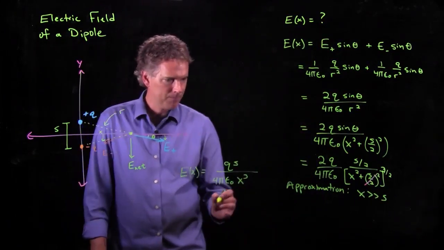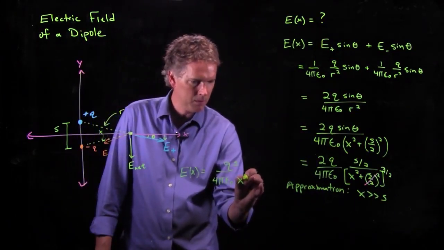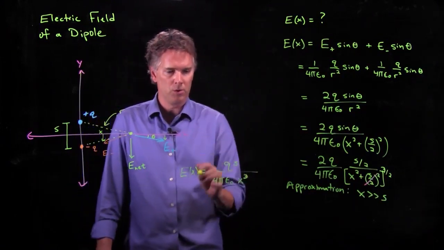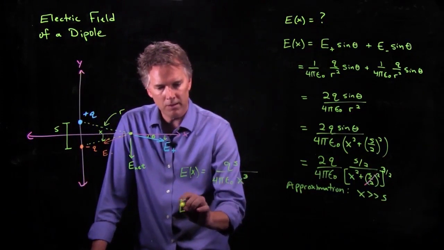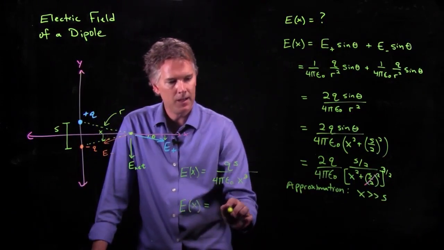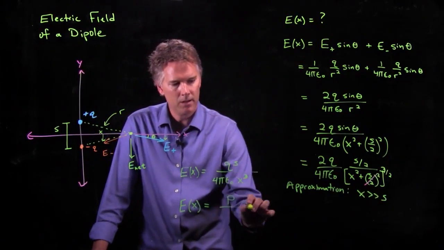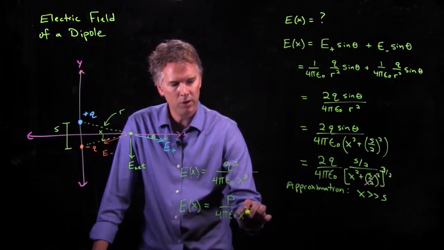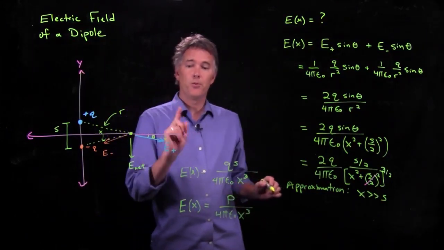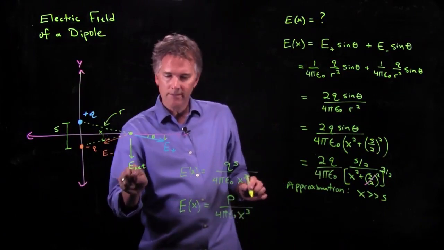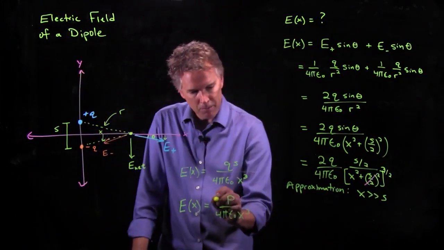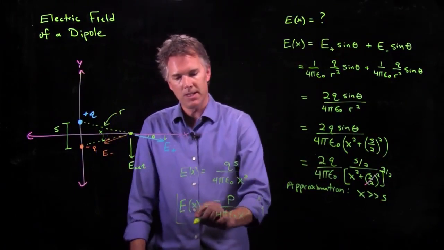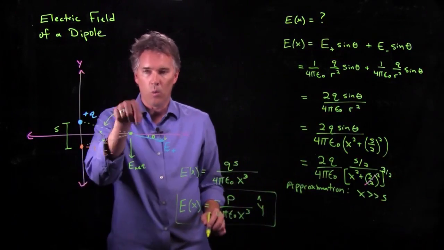Can everybody see that okay? x cubed. Okay. And now qs, remember, is our good old dipole moment, and so we can write this out explicitly. It just becomes p divided by 4 pi epsilon naught x cubed, and it has a particular direction. What direction does it have? Down. So if I put a minus sign here, I want a y hat right there. It's pointing in the negative y hat direction.